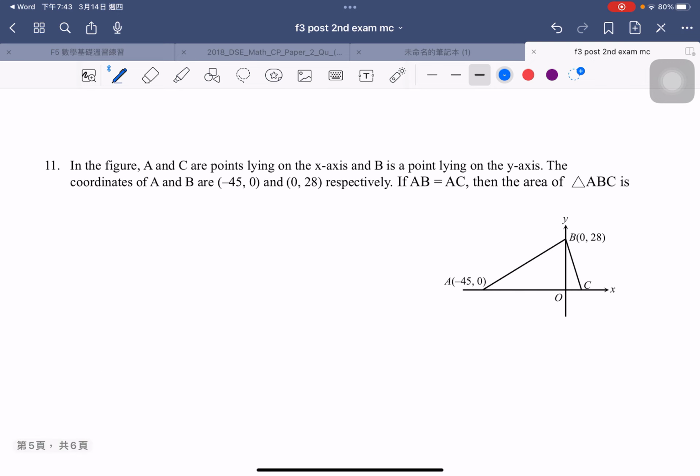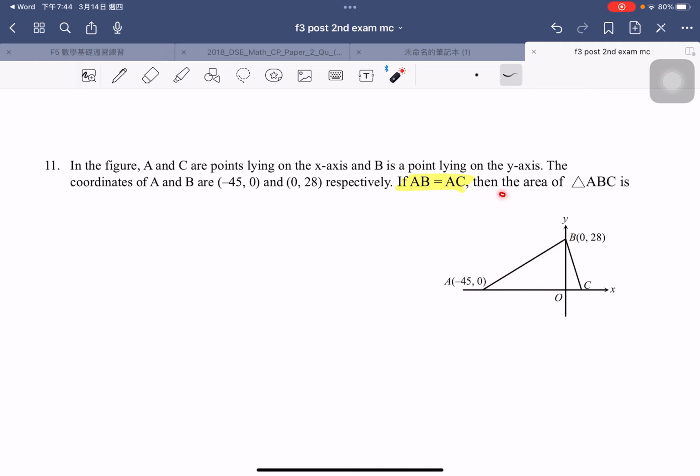So for question 11, it's a little bit hard to think, but still it's doable. So let's see. A and C are at some point on the x-axis, this is A, this is C. And then B is lying on the y-axis, which is here. The coordinates of A are negative 45 and 0, and the coordinates of B are 0 and 28. The condition they're giving you is AB equal to AC, isn't it? So the length of AB is going to be equal to the length of AC.